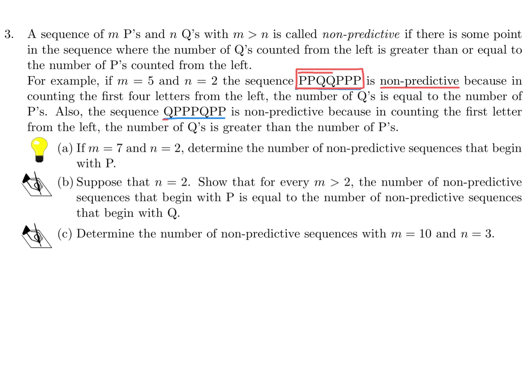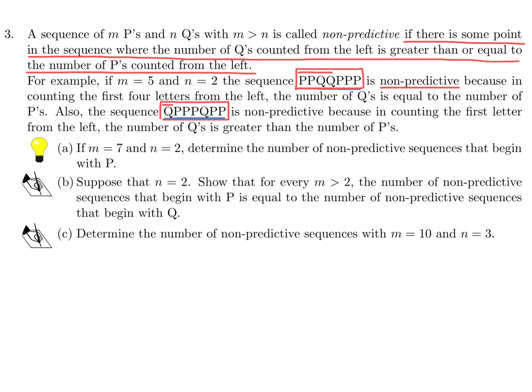Now, for this one, as soon as you count the first letter, you have counted 1 q, and that already is greater than the number of p's. See what I mean? So the definition is right here, and it might be a little bit difficult to understand, but it's actually not so bad. But let's work with part A now.